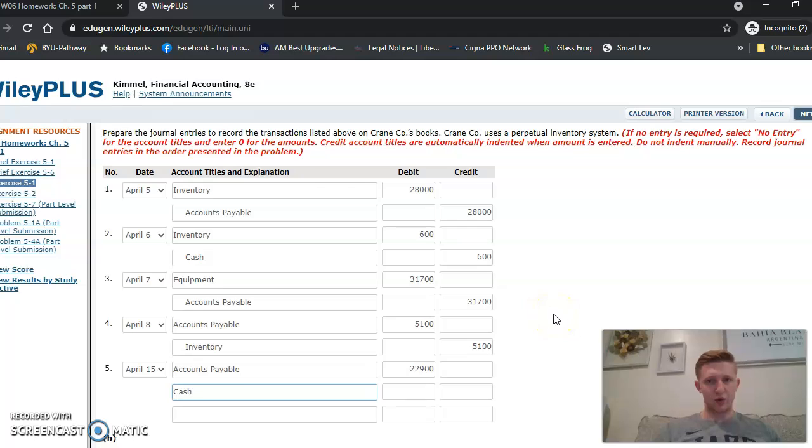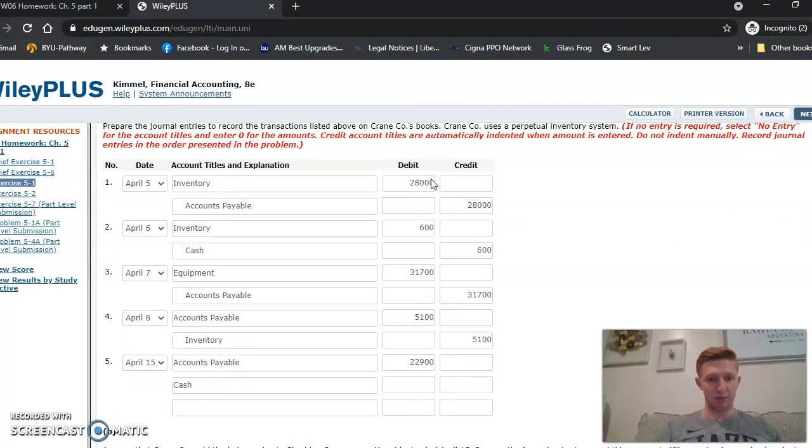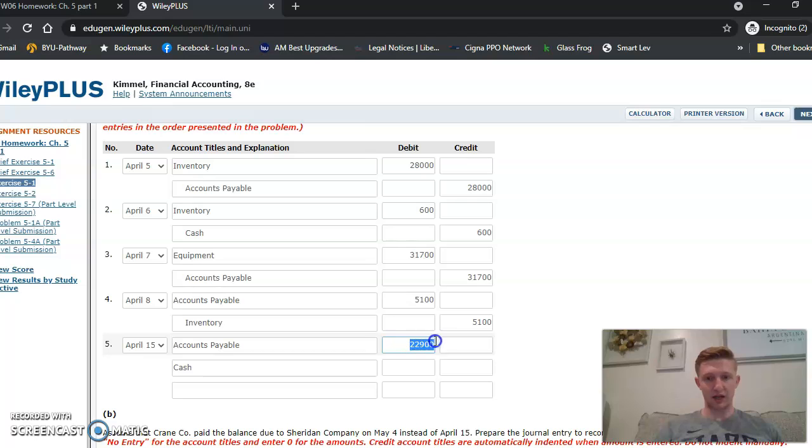So if we go back to the first item, it said that they purchased the merchandise and the terms were 4/10, n/30. What that means is that if they end up paying Sheridan Company within the 10 days, then they're going to get a 4% price reduction. Otherwise, they'll have to pay the full price. And that was on April 5th. And right here on April 15th, they're paying them in full. So because that's within 10 days, they're going to get that 4% price reduction. So what's going to happen here is we're going to take $22,900 and times it by 96% to show that they're getting that 4% price reduction.